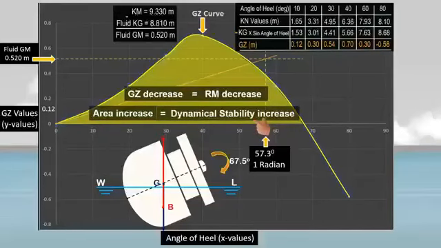But even if there is a decrease in the moment of statical stability, an increase in the dynamical stability means that more work should be done to incline the vessel, or it requires more energy for external forces to incline the vessel. So a larger area under the GZ curve indicates greater dynamical stability, meaning the ship can absorb more energy from external forces without capsizing.